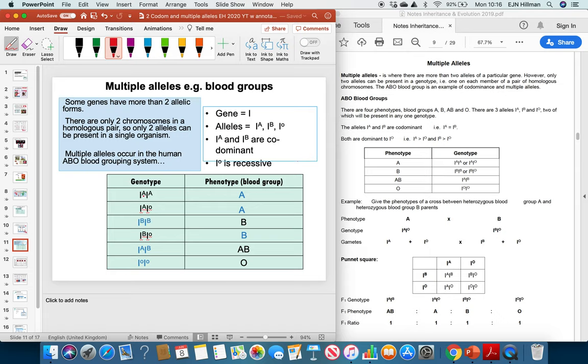Therefore, the genotype IA IA is obviously going to have the phenotype A, blood group A. An individual with IA IO, well, as A is dominant over O, again, the phenotype would be blood group A. IB IB, blood group B. IB IO, B is dominant over O, so they would be blood group B. IA IB, well, they are codominant, so both are expressed in the phenotype. So they have the blood group AB. For an individual to be blood group O, they must have two copies of the allele O. So IO IO.